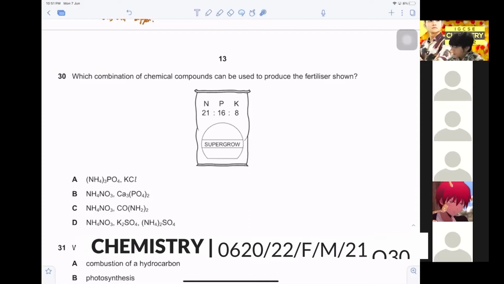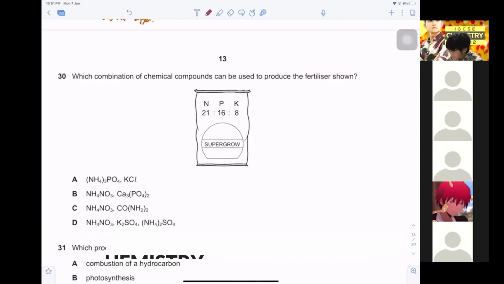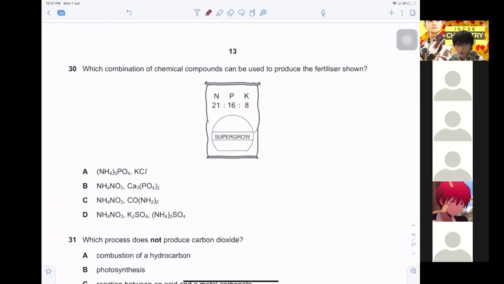Which combination of chemical compounds can be used to produce the fertilizer shown? I have NPK, and the ratio is 21, 16, and 8. I can't really divide it by anything. So right now, you just need to work out each of their ratios.